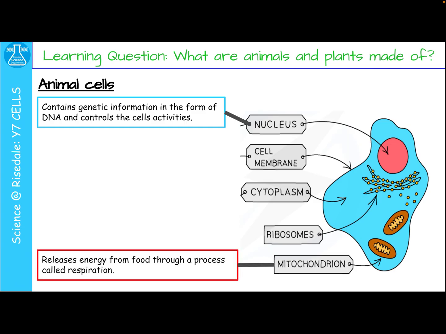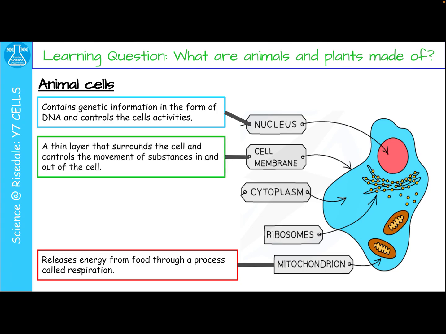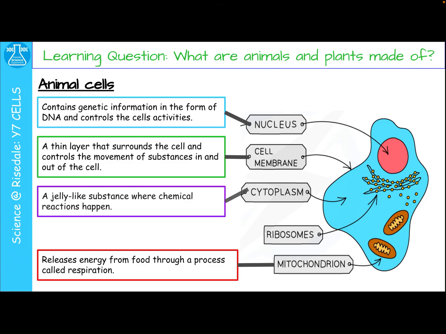Mitochondria release energy from food through a process called respiration. The cell membrane is a thin layer that surrounds the cell and controls the movement of substances in and out of the cell. And cytoplasm is a jelly-like substance where chemical reactions happen. Pause the video again and add this extra information to your diagram. You'll need these diagrams for the rest of the lesson.